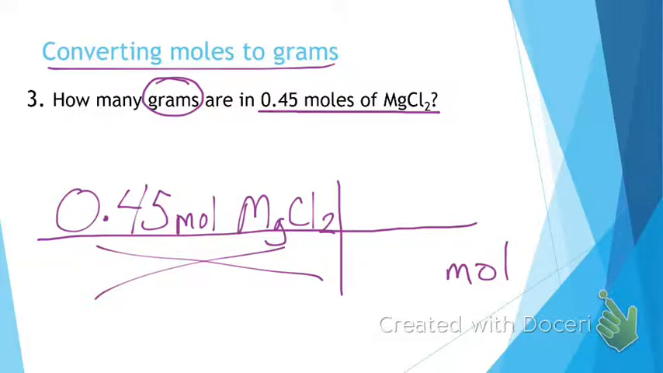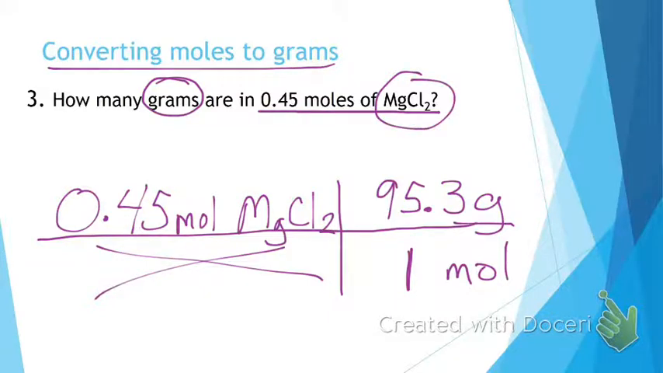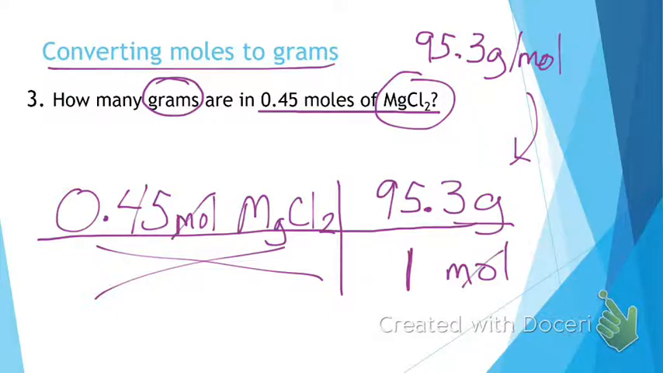And I know for every 1 mole of MgCl2, the mass of that is 95.3 grams. Because remember when we just calculated magnesium chloride, it was 95.3 G over MOL. Well, I just rewrote that right here. So the moles are gone and the grams are the only thing remaining. Now I just have to put this in my calculator.